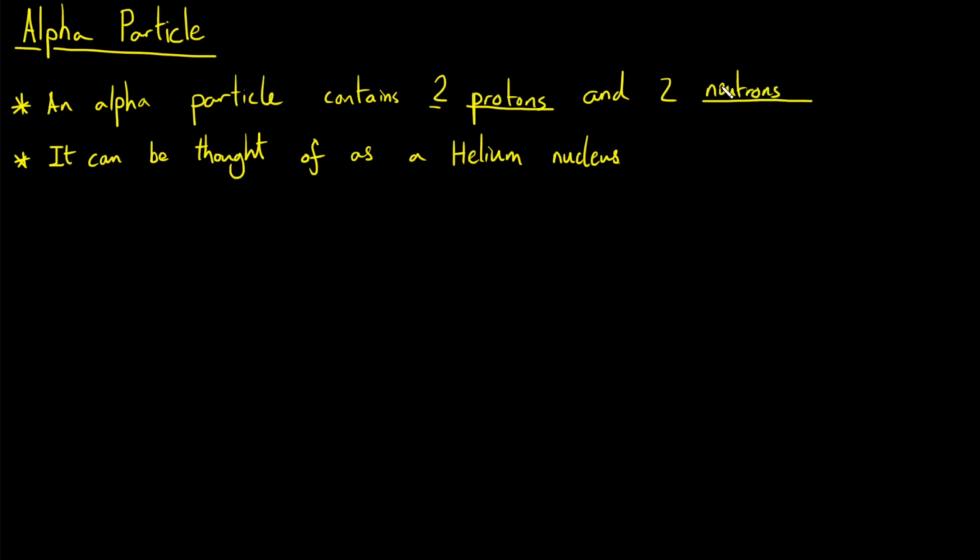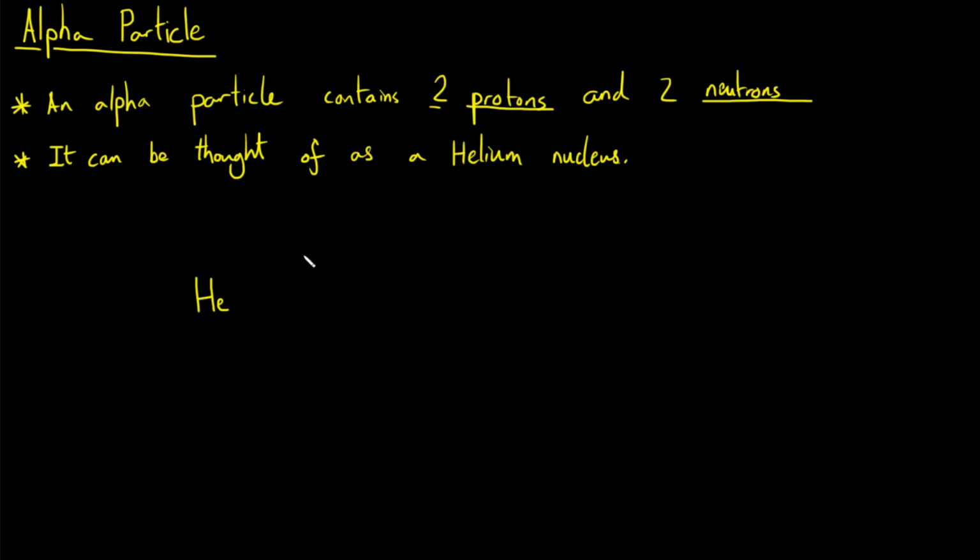So that's what an alpha particle is. It's got 2 neutrons and 2 protons, and we can think of it as a helium nucleus. We can write out alpha particle radiation in nuclide notation by using the symbol for helium, because essentially it's just a helium that's lost its electrons. It's just a helium nucleus.